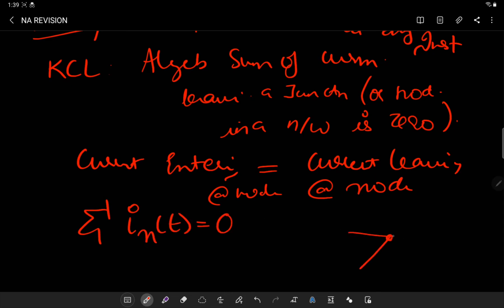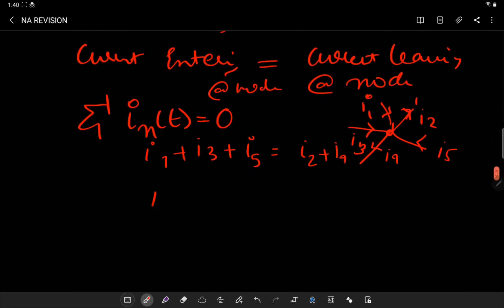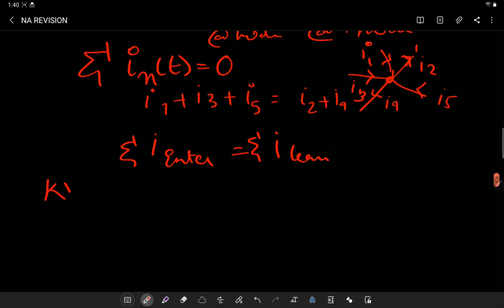So if I take this node, they have different currents I1, I2, I3, I4, I5, so I can simply say I1 plus I3 plus I5 is equal to I2 plus I4. So current entering is equal to current leaving. Now let's know about KVL.